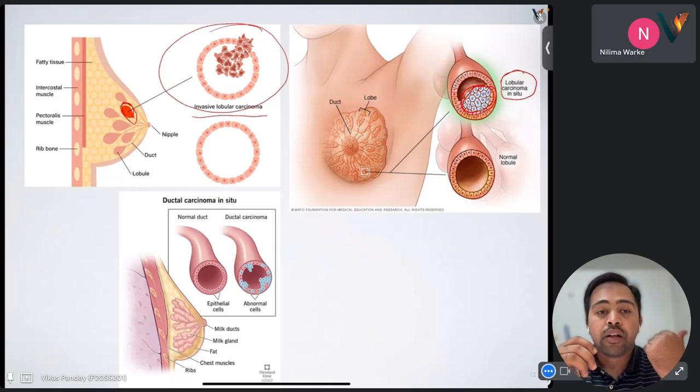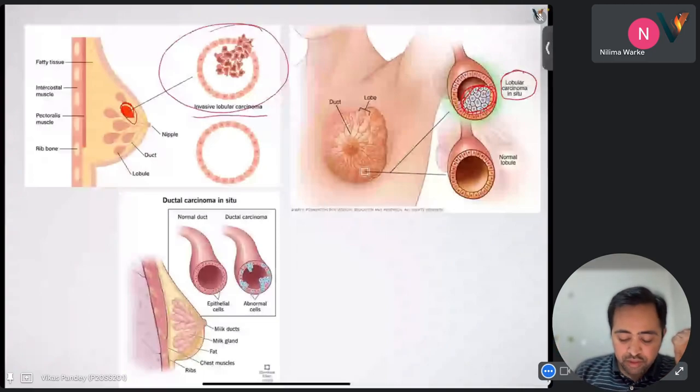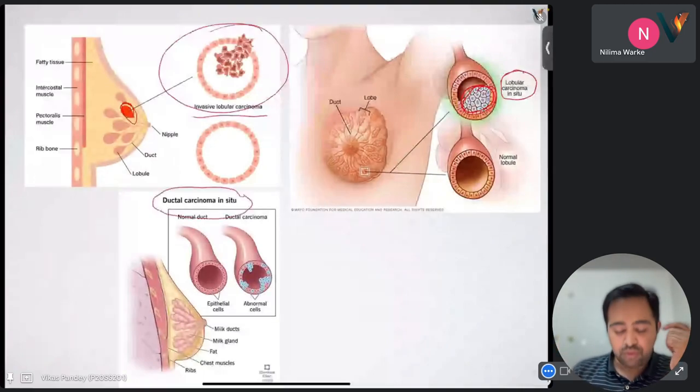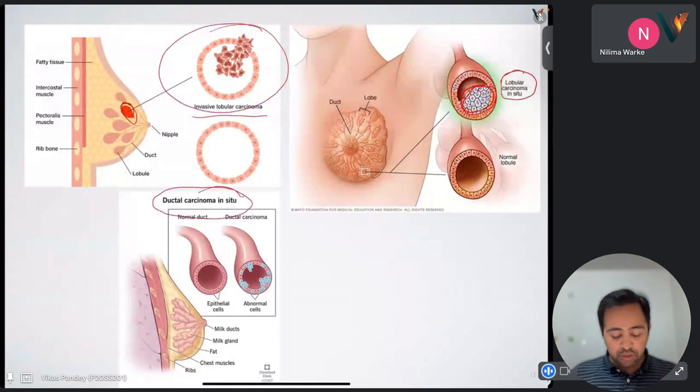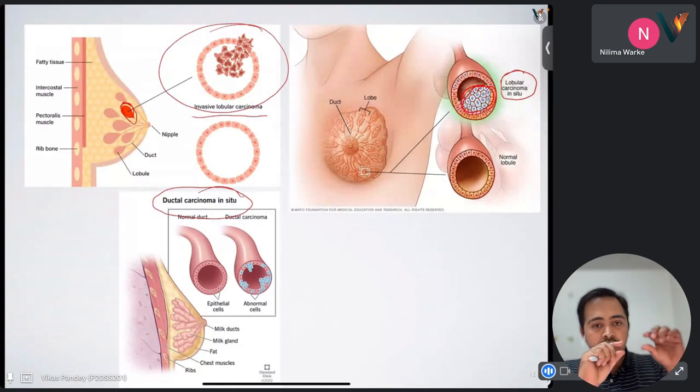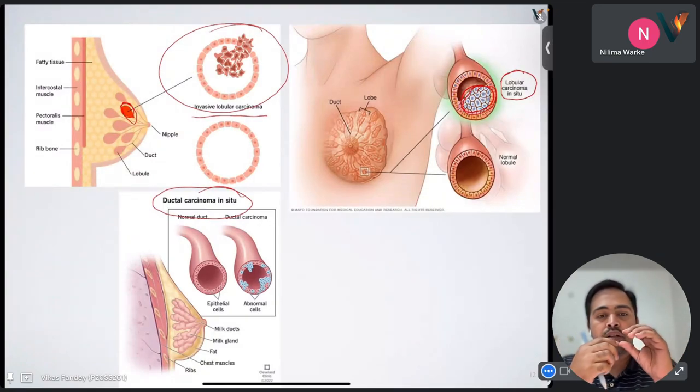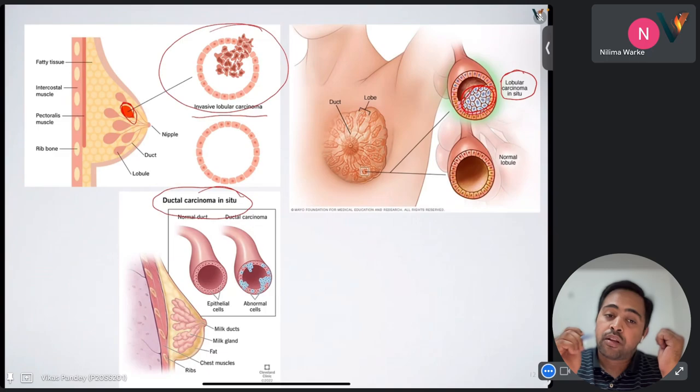Then is ductal carcinoma. So these lobules are connected by a duct, the mammary duct. Sometimes the lobe is not affected, but the duct will have some cancerous or abnormal cells that are growing and filling it. Okay.